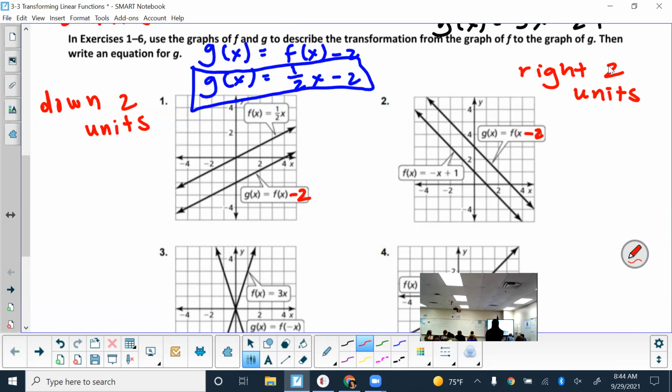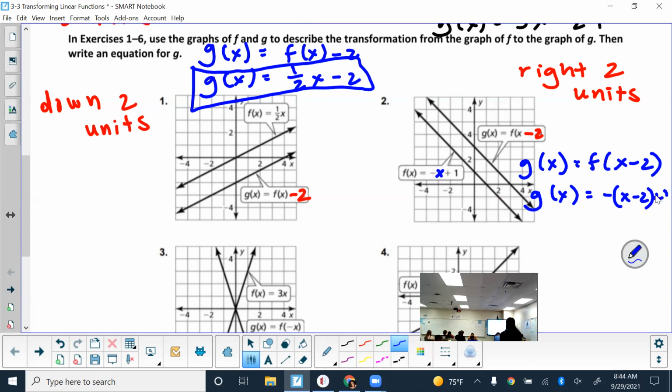For the equation, though, you have to do some plugging in. I feel like that's the only hard part. So it says g of x is f of x minus 2. So that means the x minus 2, basically what's in the parentheses, is going to go where the x is. So it's going to be negative parentheses x minus 2 plus 1. You see how we did that? Because it's affecting the input. So what's in the parentheses for the g of x is going to replace the x in f of x. So we put f of x there, but instead of writing x, we put x minus 2 in parentheses.